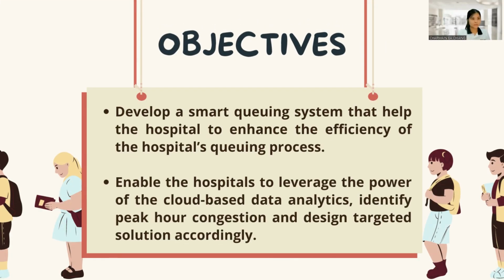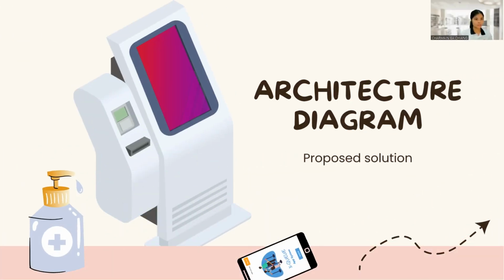We have two objectives in this project. The first one is to develop a smart queue system that helps the hospital to enhance its efficiency. The second one is to enable the hospital to leverage the power of cloud-based data analytics, which allows them to identify peak hour congestion and also design targeted solutions accordingly. With careful consideration, we decided to build our proposed smart queue system using Amazon Web Services.